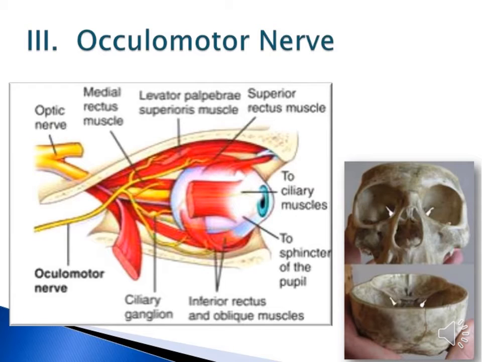This figure shows the course of the oculomotor nerve from within the midbrain, entering the superior orbital fissure, and its two branches, superior and inferior, that supply the extrinsic muscles of the eye and the intrinsic smooth muscles of the eyeball.